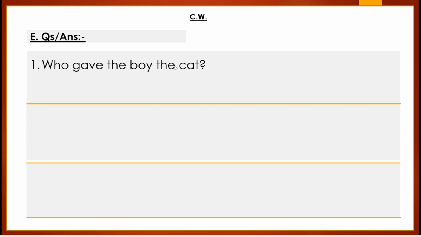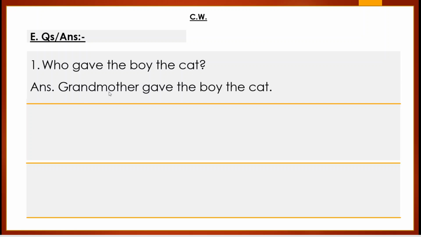Who gave the boy the cat? Kisne boy ko cat diya tha? Who means kisne. Gave, G-A-V-E, gave. What is the past tense of give, beta? Gave. The past tense of give is gave. Give means dena and gave means diya tha. Boy means ladka. The cat, you all know, yesterday I told you many facts about the cat, right? So who gave the boy the cat?